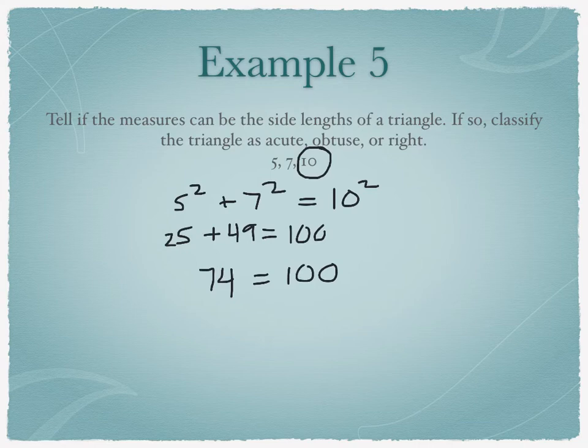What type of triangle do you think it is? Obtuse or acute? Raise your hand if you think it's acute. Raise your hand if you think it's obtuse. So is 74 less than or greater than 100? 74 is less than. But the biggest side is our c squared, so the c squared is greater than the rest of it. So what do you think it's going to be? Obtuse. Good job, Lauren.